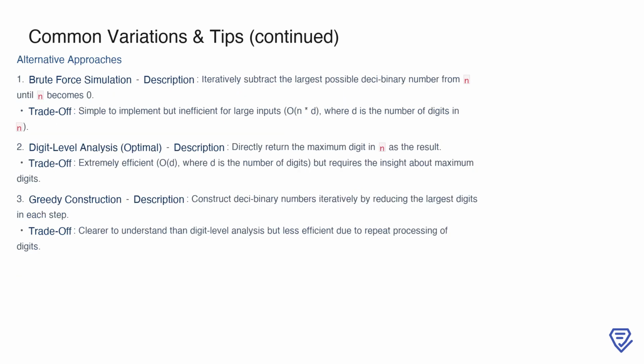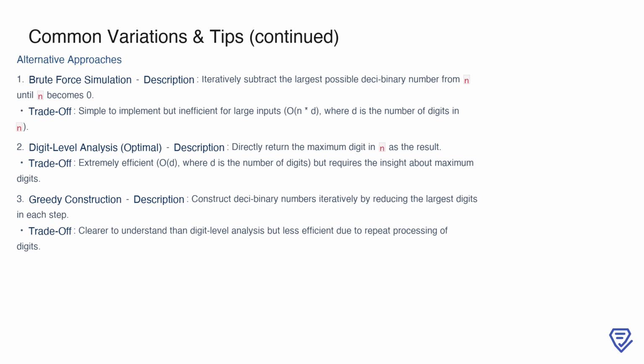There are also alternative approaches to solving this problem. One option is brute force simulation, where you iteratively subtract the largest possible Deci-Binary number from the input until the number becomes 0. While this method is simple to implement, it is highly inefficient for large inputs because it involves repeated subtraction. A far better approach is digit-level analysis, which directly identifies the maximum digit in the number and uses that as the result. This method is extremely efficient and operates in linear time relative to the number of digits.